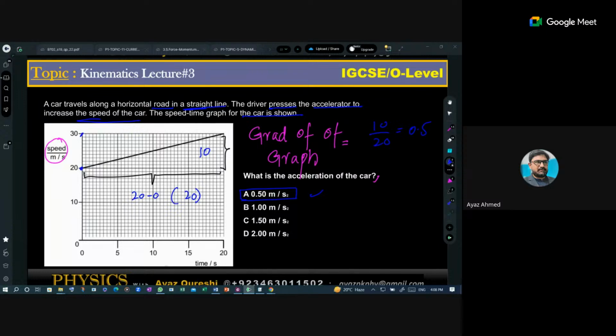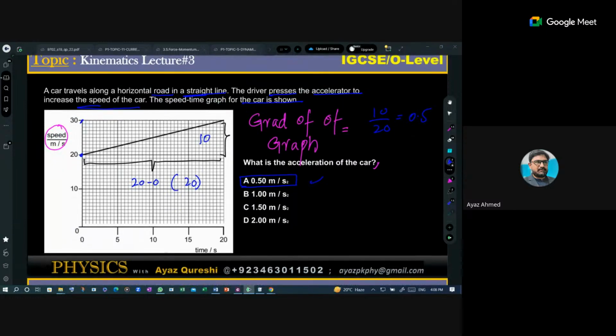Got it? Focus on this. It is a very tricky question. These types of questions are really tricky, those in which we have to decide whether to take area or gradient. For example, if I ask you how much distance is covered by this car, what will you do? It is just an additional question, although this is not part of the MCQ.